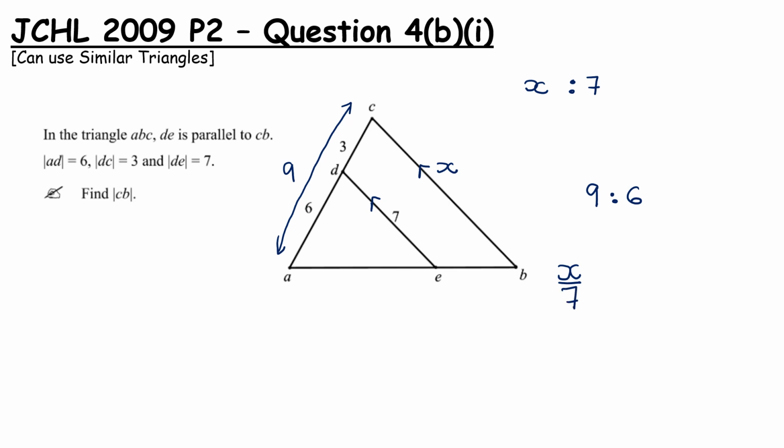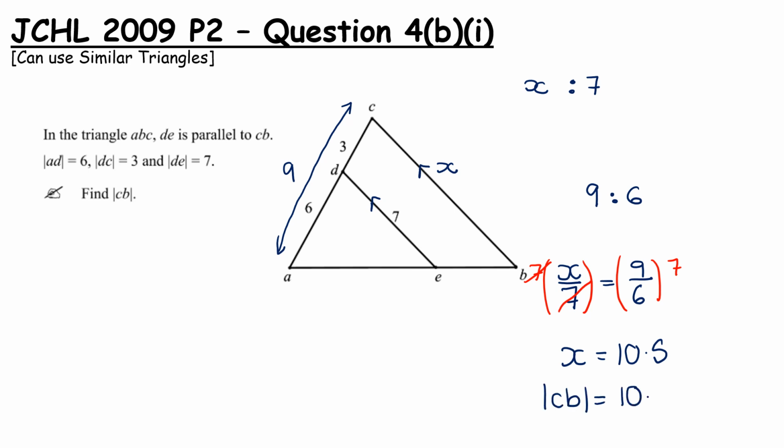I put x over 7, and that's the same as 9 over 6. Let's multiply both sides by 7. If you want to simplify that 9 over 6 first, that's absolutely perfect. You can do that. And then we can work out 9 over 6, multiply that by 7, and we get 21 over 2, or 10.5. So the length from C to B is equal to 10.5.